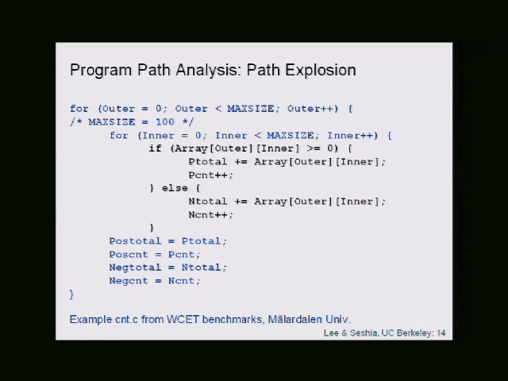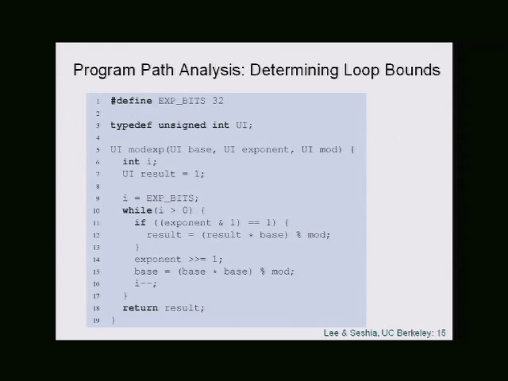The second problem is just finding loop bounds. So here's the modular exponentiation program we saw earlier, and I want you to just focus on this loop going from 10 to 17. Now, the intention is that the number of iterations of this loop is equal to the number of bits of the exponent. In this case, the exponent is of 32 bits. Therefore, we want this loop to execute 32 times.